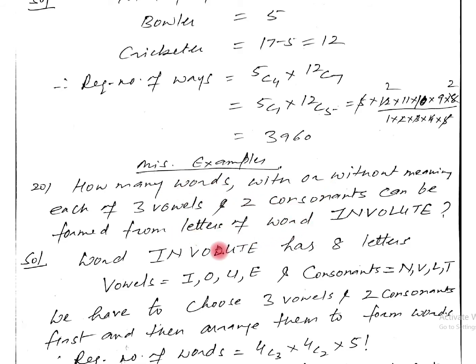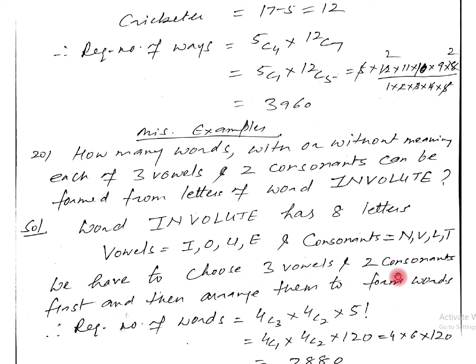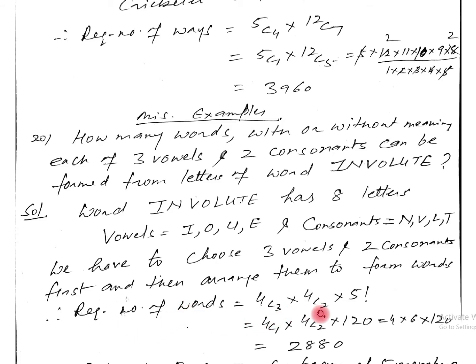Now the word invaluate has 8 letters, 4 are vowels and 4 are consonants. Now among 4 vowels and 4 consonants we have to choose 3 vowels and 2 consonants, and then arrange them to form the words. So first we have to make the grouping by using combination. Now the 3 vowels can be chosen out of 4 vowels in 4C3 ways, into, again, 2 consonants out of 4 can be chosen in how many ways? 4C2.